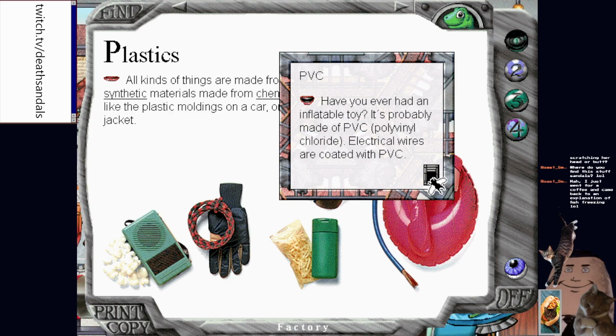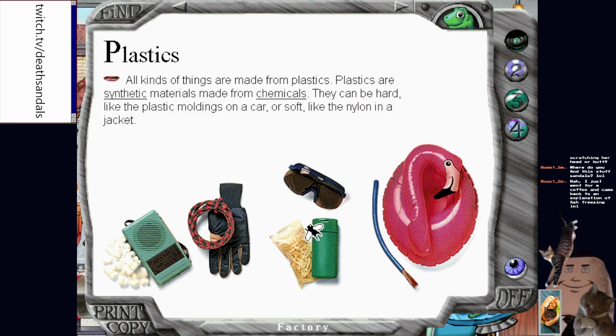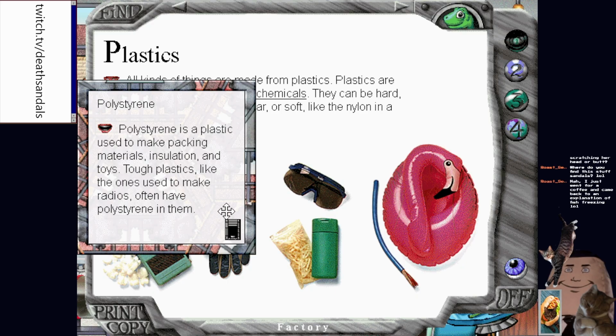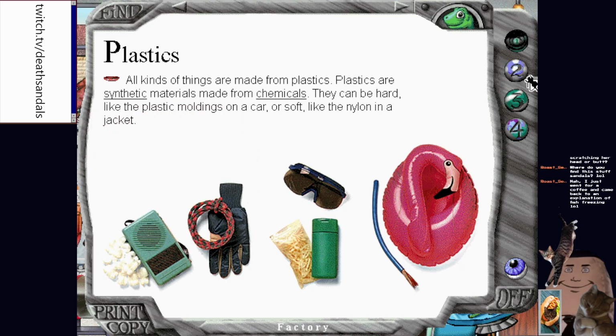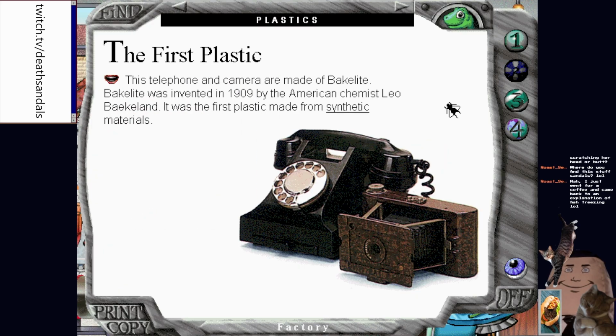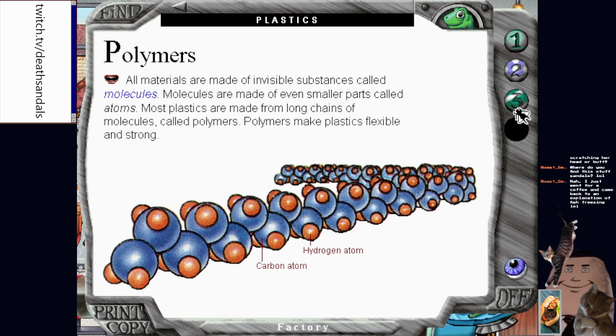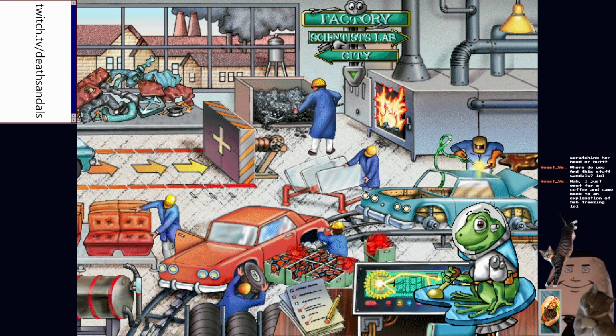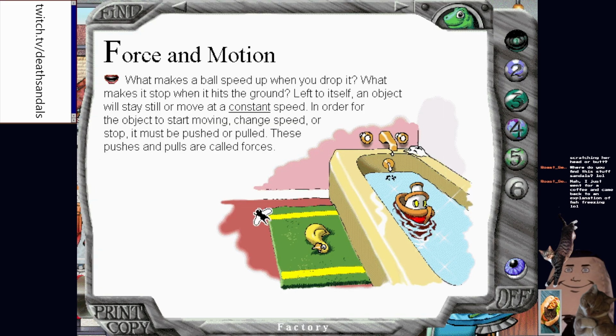Have you ever had an inflatable? Alright, so we're definitely getting polystyrene. Now we're learning about plastic. The first plastic. So exciting. Polymers. Okay, so it's mainly just stuff for the kids, just general information. There we go, we get a violent car crash.